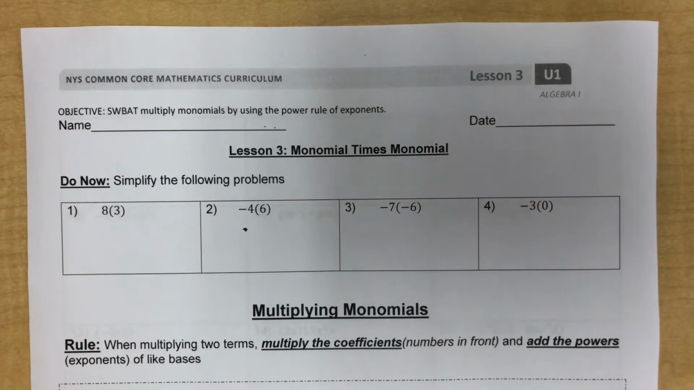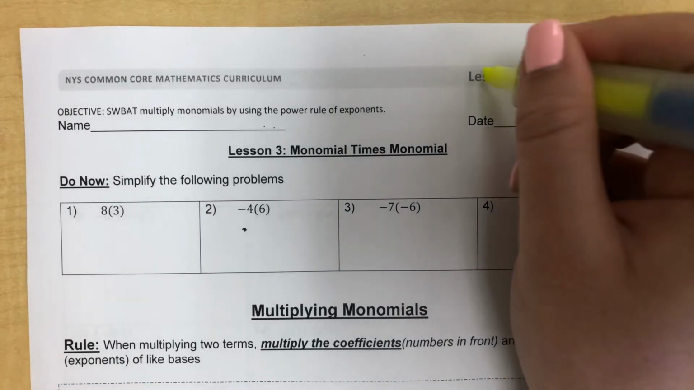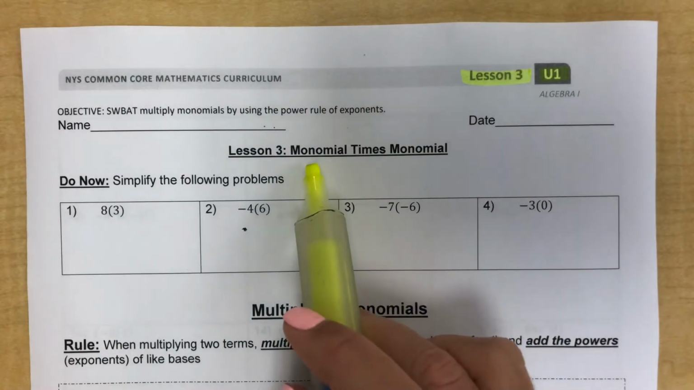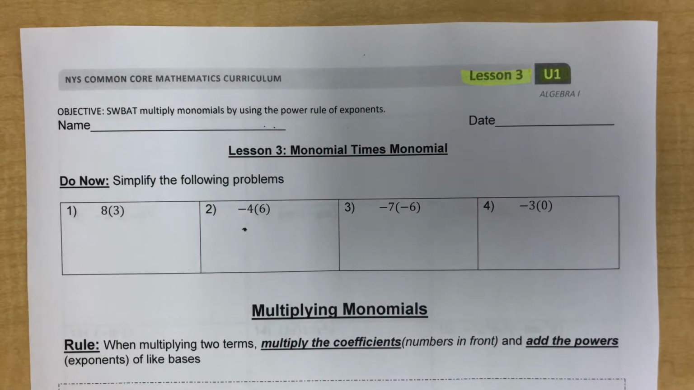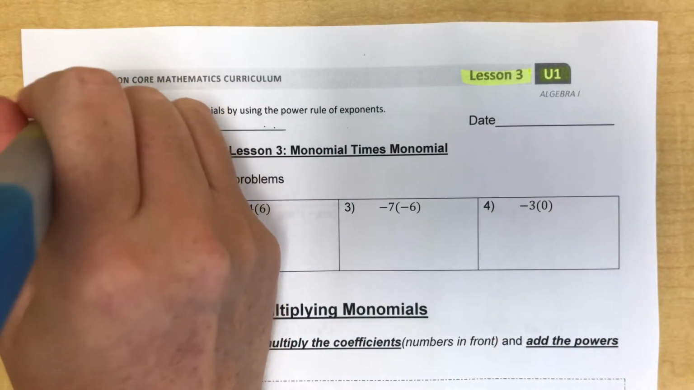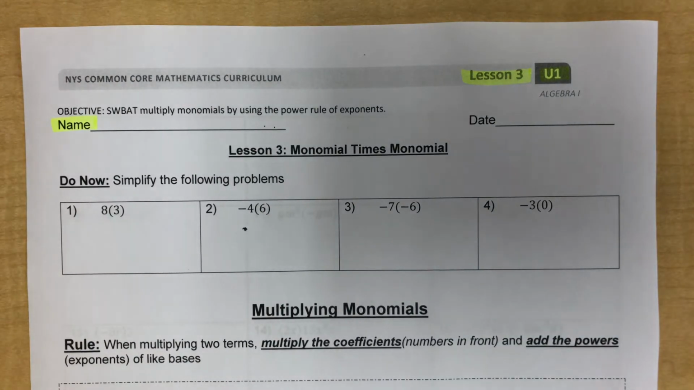Hey boys and girls, so today we're going to be going over Unit 1, Lesson 3, which is a monomial times a monomial. All right, before we get started, the first thing you need to do is just put your name at the top of the page so that way you can earn full credit for all of the work that you are about to show.